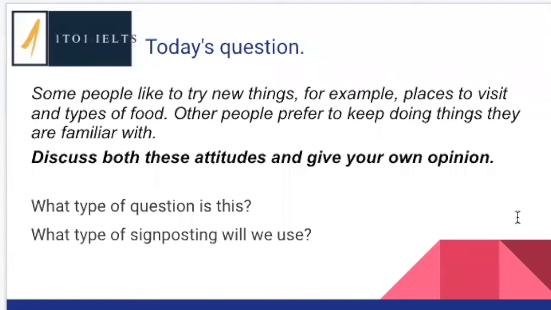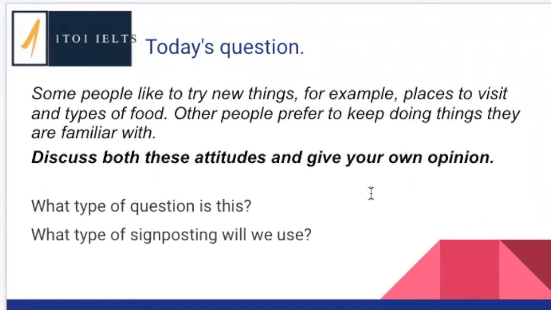So today's question, we're going to continue from what we were doing last week. So it says some people like to try new things. For example, places to visit and types of food. Other people prefer to keep doing things they're familiar with. We're going to discuss both attitudes and give your opinion. But it's very important that somewhere in this essay we're giving our opinion.